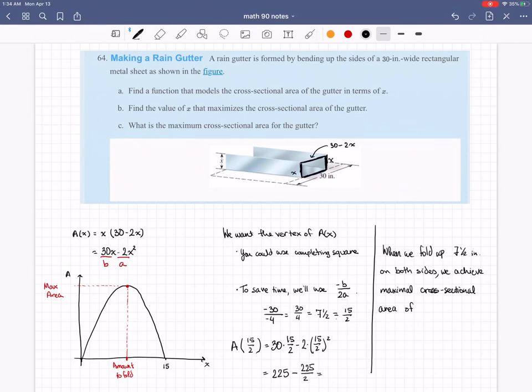You can do this all in decimals if you like, that's fine by me, but I actually like doing it with fractions. So this is our area, which if we wrote it as a decimal or a mixed fraction, is 112.5 square inches.